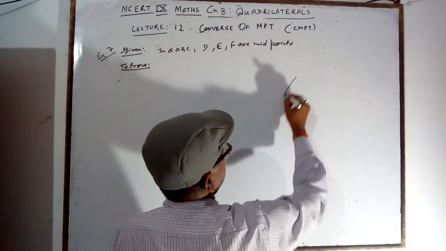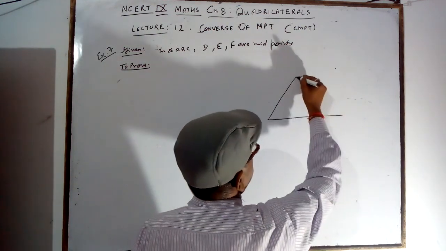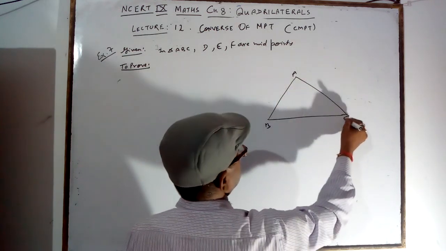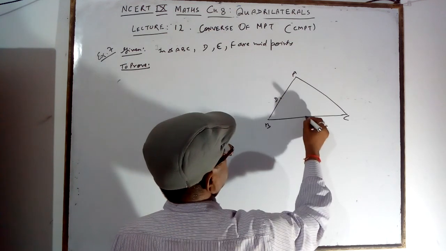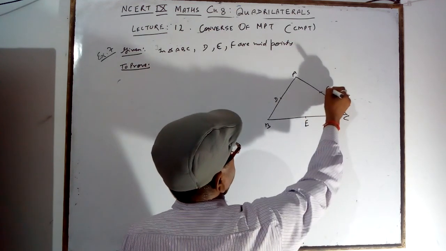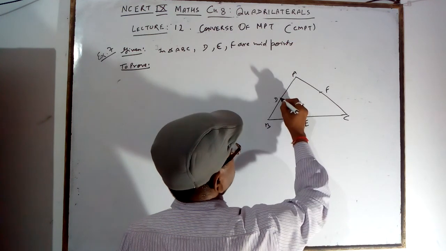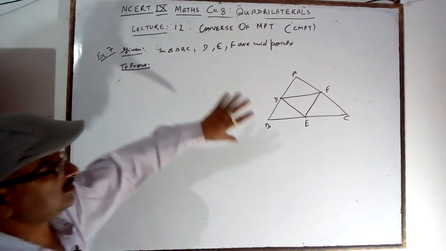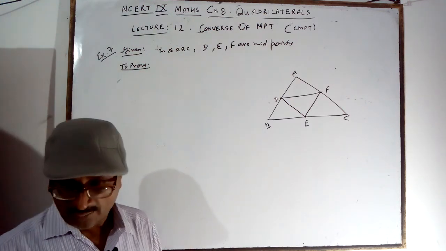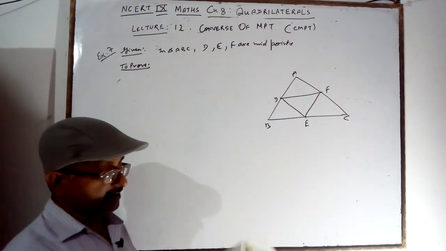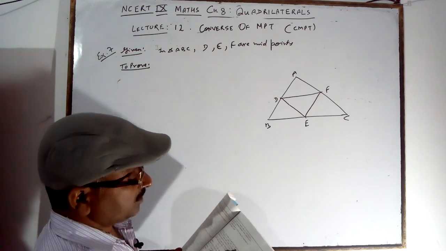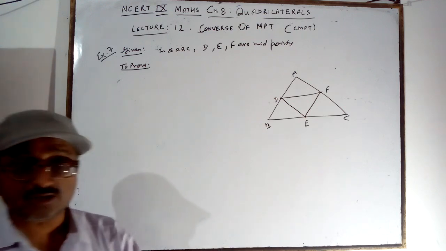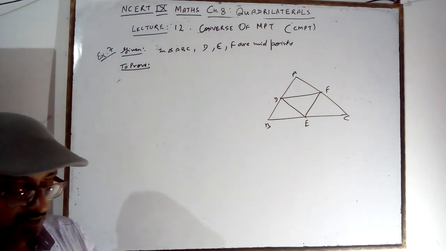When you join these points, we are getting four triangles in this. So you want to prove these four triangles are congruent to each other. Your question is, show that ABC is divided into four congruent triangles by joining DEF. So easily you can get four congruent triangles.